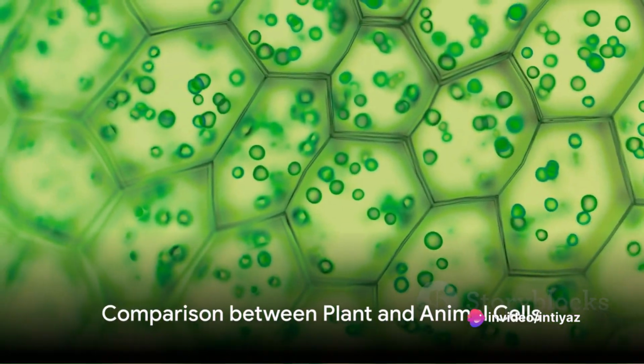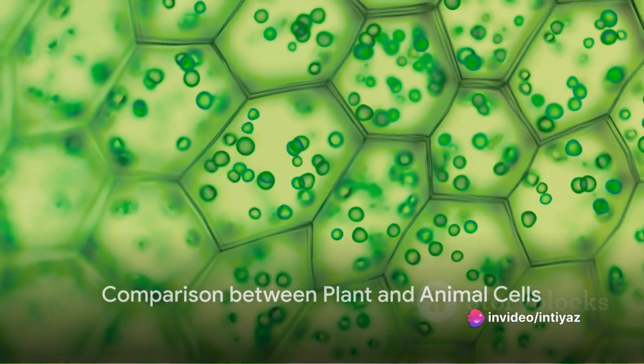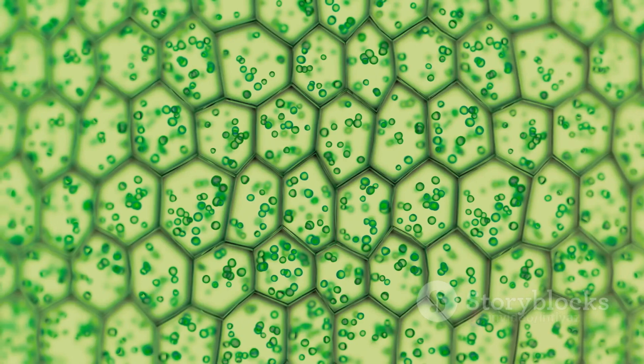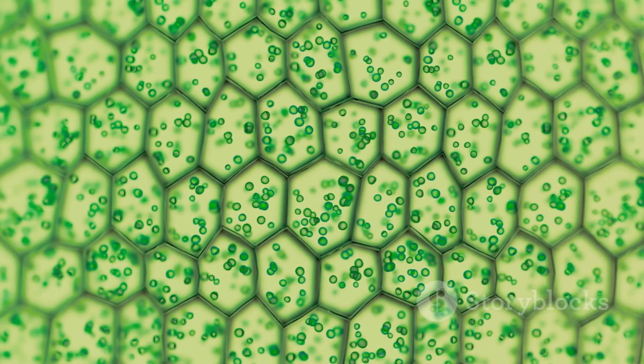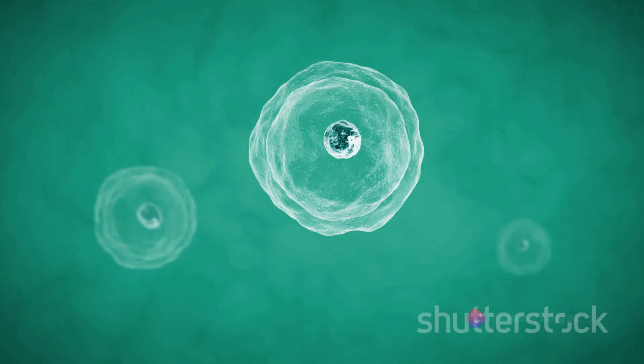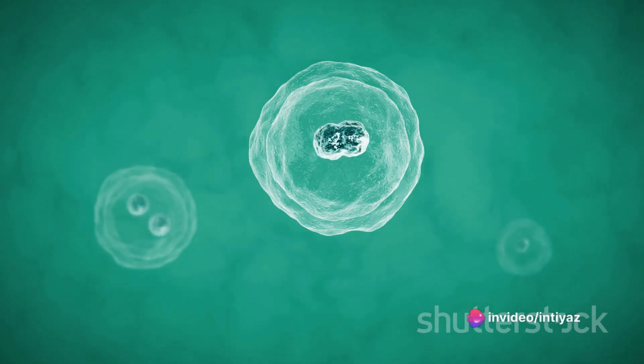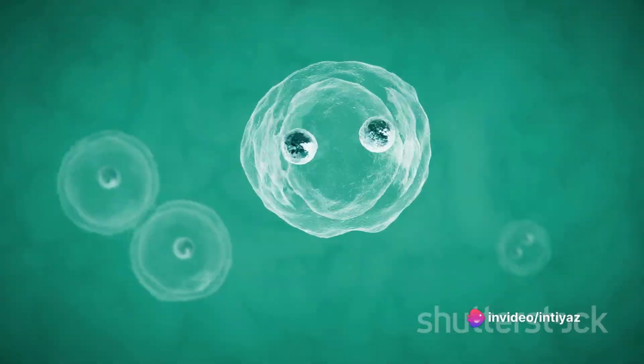The fifth section is all about the comparison between plant and animal cells. While they share many similarities, they also have some distinct differences. For instance, plant cells have a cell wall and chloroplasts, which are absent in animal cells. On the other hand, animal cells contain lysosomes, which are usually not found in plant cells.